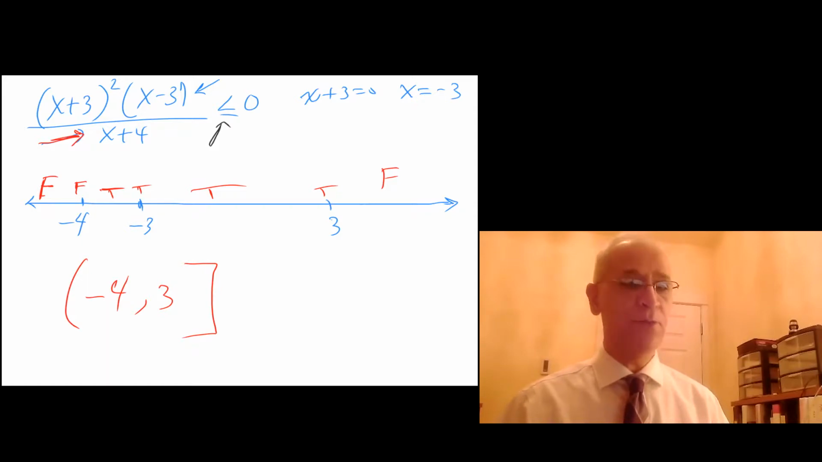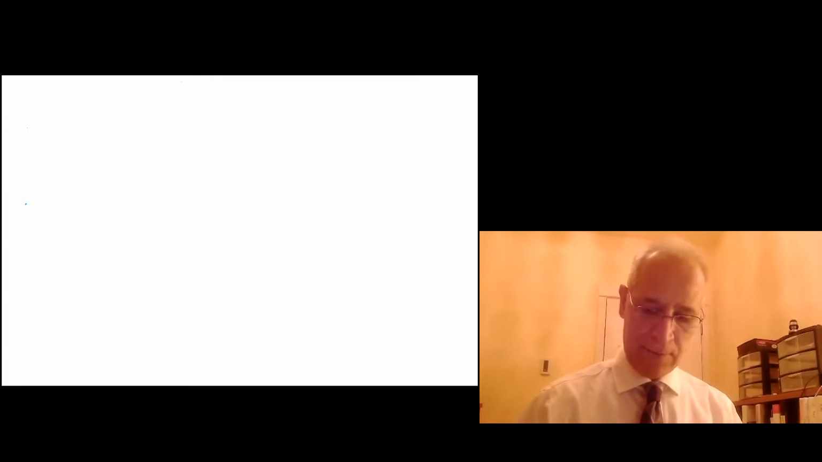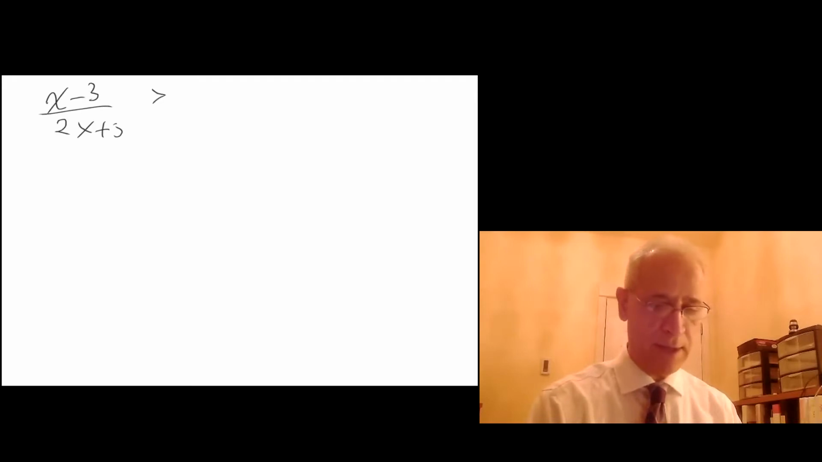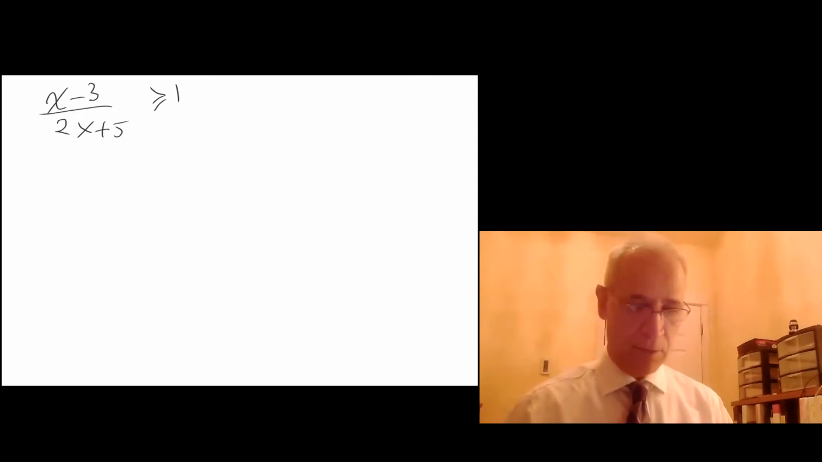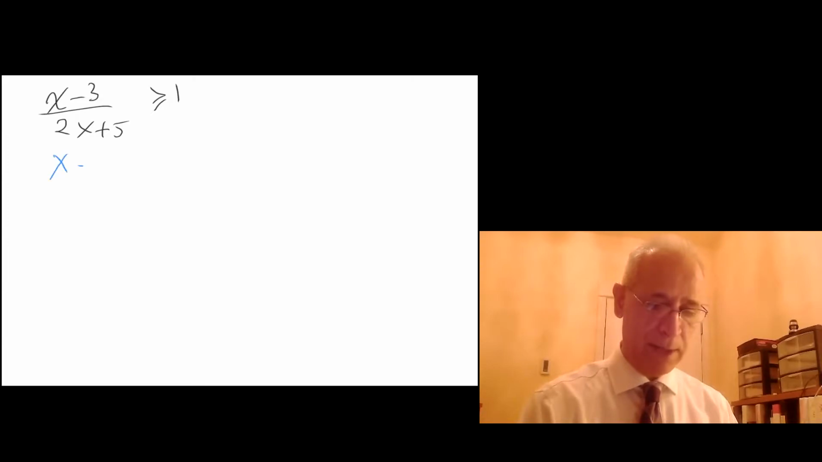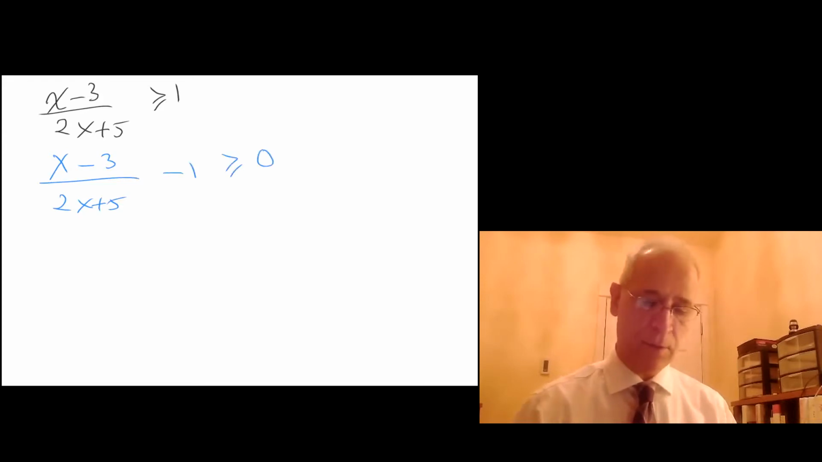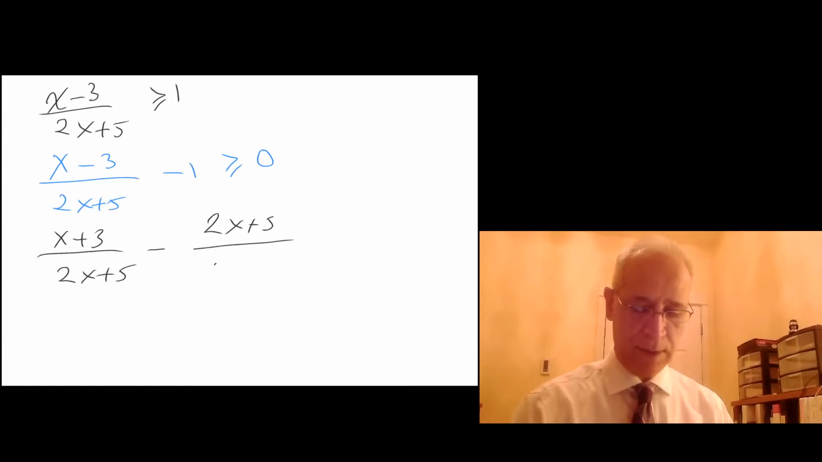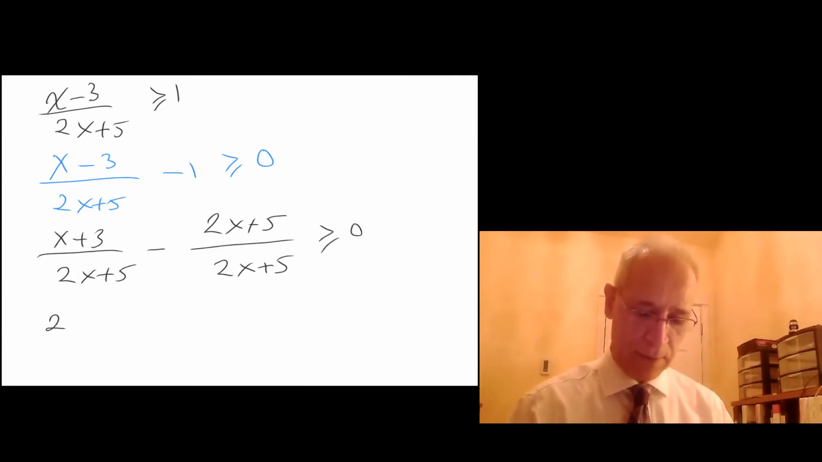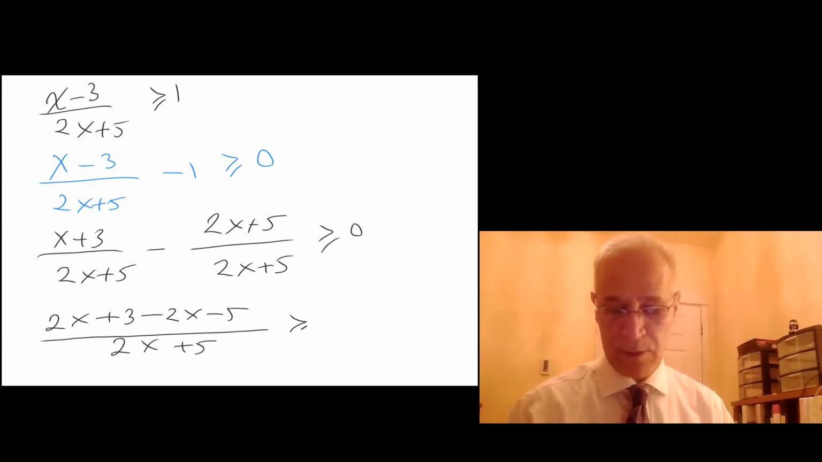Okay, let's do one more. I'll try to do this one a little bit faster. Let's say I have x minus 3 over 2x plus 5 greater than or equal to 1. First thing I'm going to do, I'm going to say that this is the same as x minus 3 over 2x plus 5 minus 1 greater than or equal to 0. Using the least common denominator, now I have x plus 3 minus 2x plus 5 over 2x plus 5, which is a 1, greater than or equal to 0.